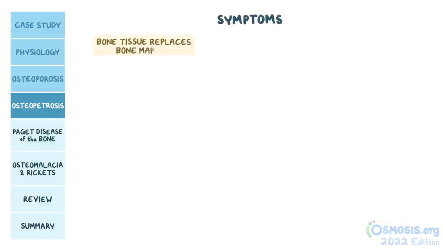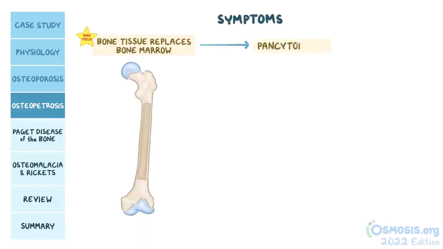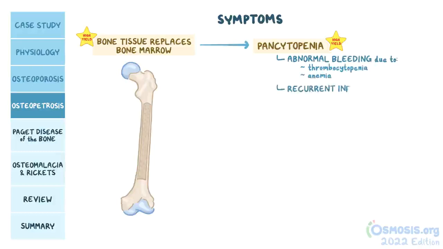When bone tissue begins to replace bone marrow in the medullary cavity, it can cause severe bone marrow failure, resulting in pancytopenia. Consequently, people with severe osteopetrosis are at risk of abnormal bleeding due to thrombocytopenia, anemia, and recurrent infections caused by white blood cell depletion.